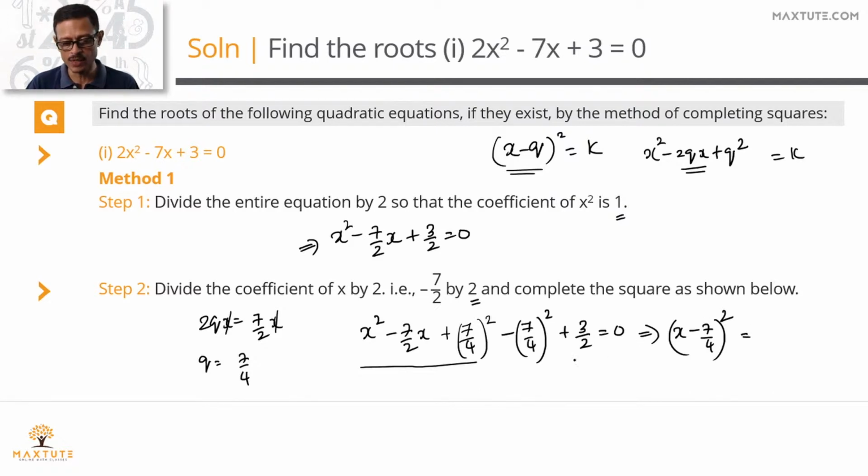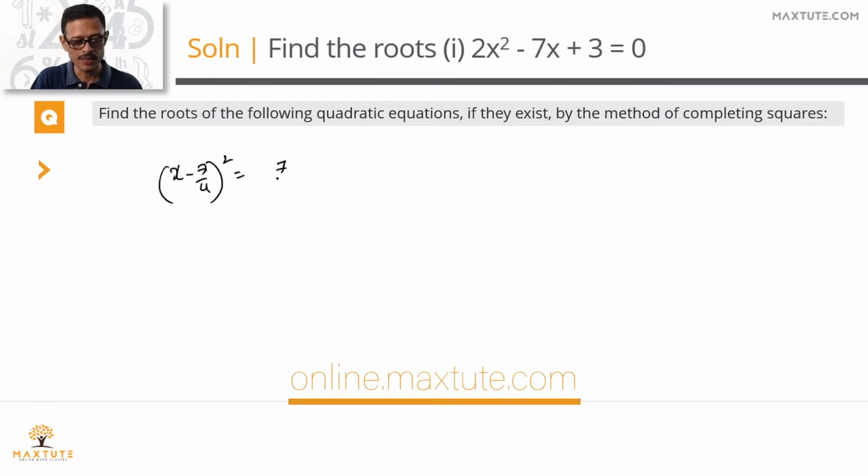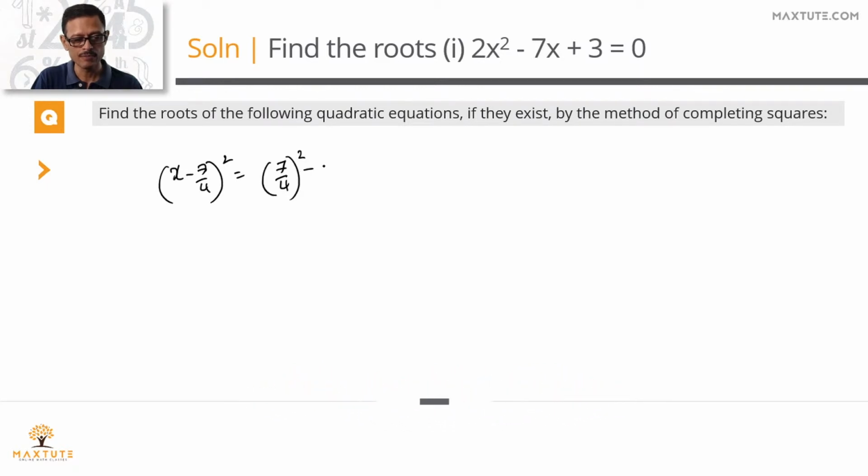So this is equal to, if I take it to the right hand side, (7/4)² minus (7/4)² becomes (7/4)² minus 3/2. Let's solve the right hand side by taking the entire thing to the right. Next slide. (x − 7/4)² is equal to (7/4)² minus 3/2. Right hand side alone, let's get started by solving it.